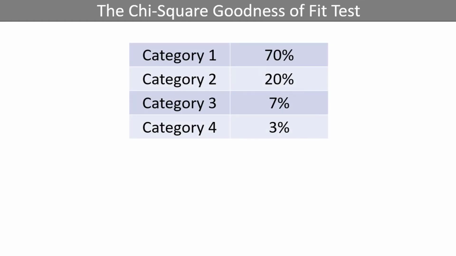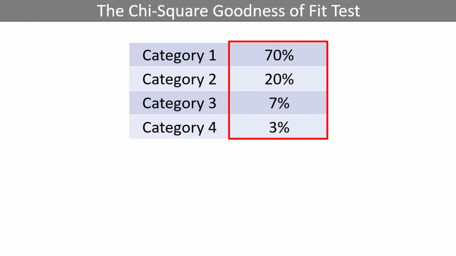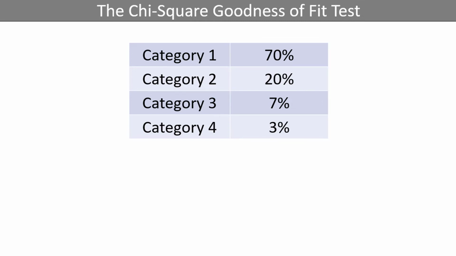The chi-square goodness of fit test is associated with distributions in this form, where there are a number of different categories that each have a specified percentage chance of occurring. You can think of the second column as the probability that a randomly selected individual from this population falls into the associated category. Of course, all the percentages should add up to 100 for this to be a valid distribution.